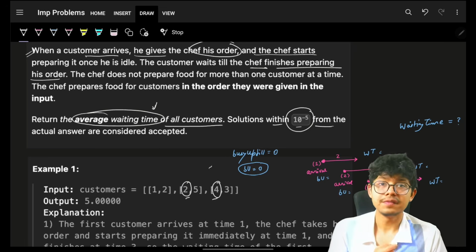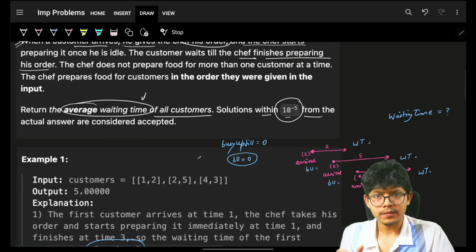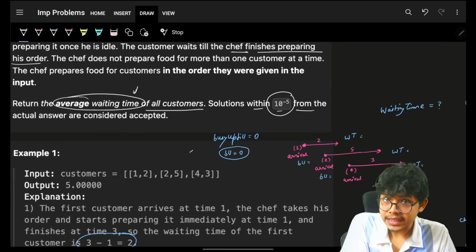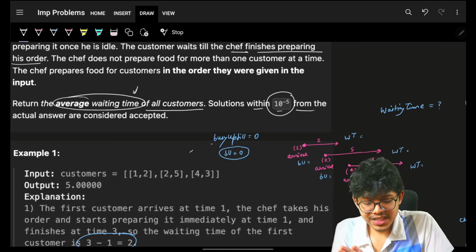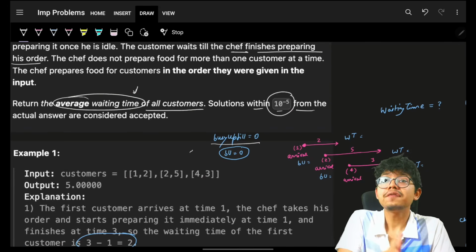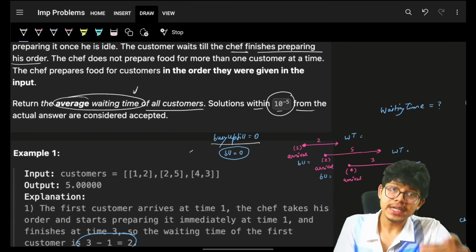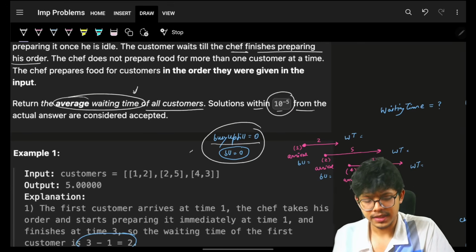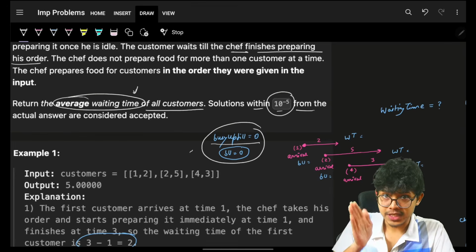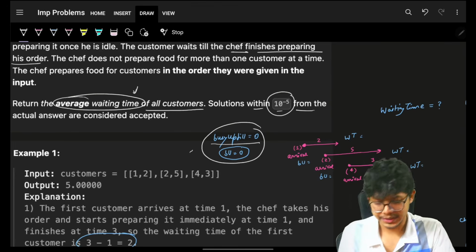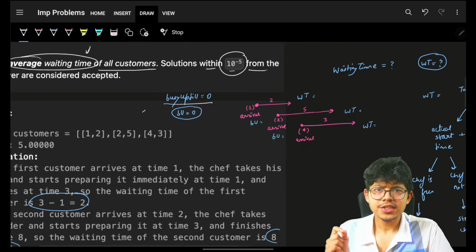Now, how will we find it? One thing is obviously that I will have to maintain whether my chef is free or not. And if he is not free, then up till what point he is busy. I'll maintain a busy-up-till variable, that my chef is busy up till what point. Then I have just plotted this.